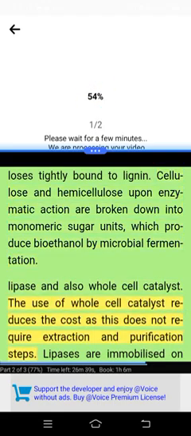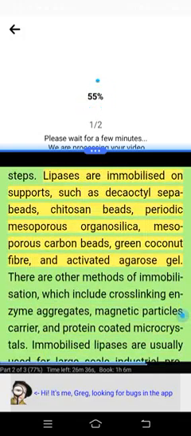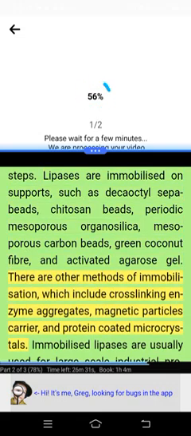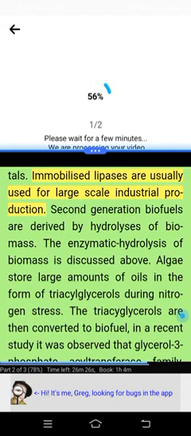Lipase and also whole cell catalyst. The use of whole cell catalyst reduces the cost as it does not require extraction and purification steps. Lipases are immobilized on supports such as decanoyl sepabeads, chitosan beads, periodic mesoporous organosilica, mesoporous carbon beads, green coconut fiber, and activated agarose gel. There are other methods of immobilization, which include cross-linking enzyme aggregates, magnetic particle carriers, and protein-coated microcrystals. Immobilized lipases are usually used for large-scale industrial production.